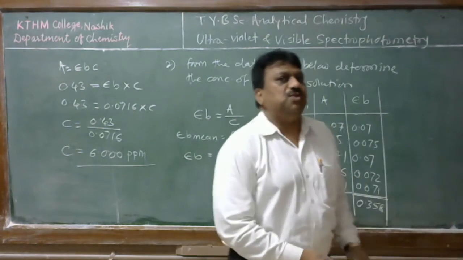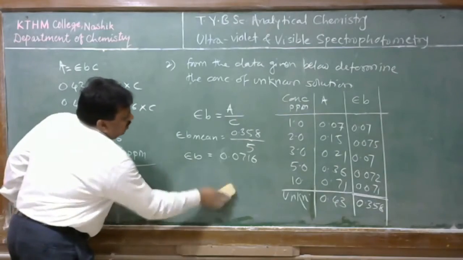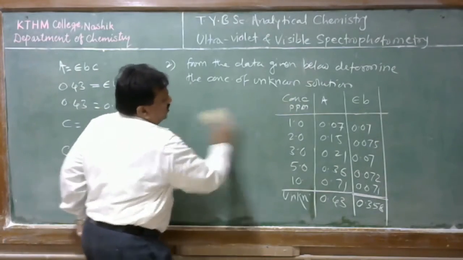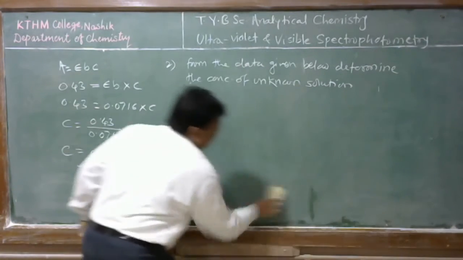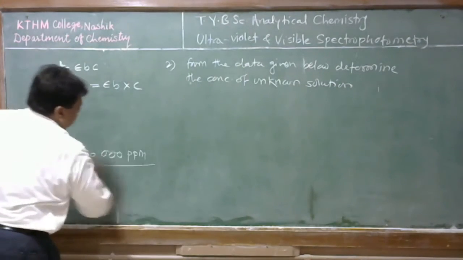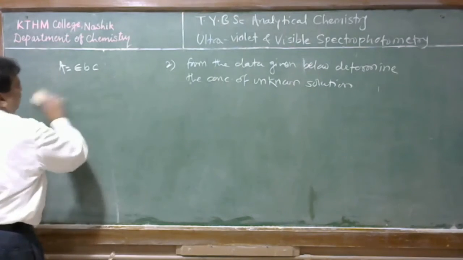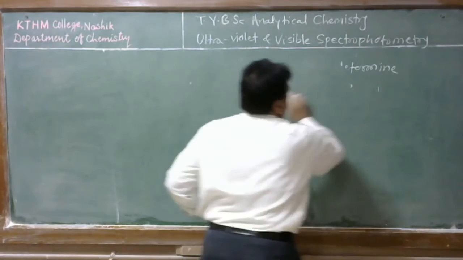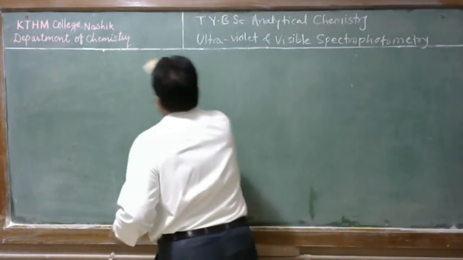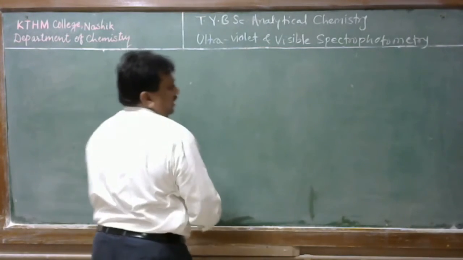Now we solve the next problem. Student, now we solve the problem based on the standard addition method. The standard addition method is generally employed for determination of analyte concentration when we have to remove the interference from the matrix. Therefore, the standard addition method is a superior method for quantitative analysis.